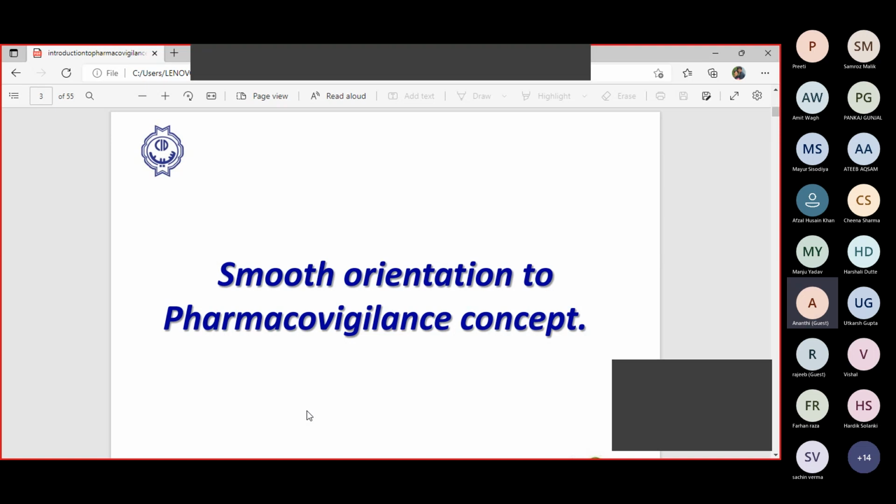So what is pharmacovigilance? Any idea? I hope all are health science graduates, right? What do you mean by pharmacovigilance? What is the importance? Anyone having an idea about pharmacovigilance? Detection and assessment of the adverse drug reactions. Yes, detection and assessment of the adverse drug reactions.